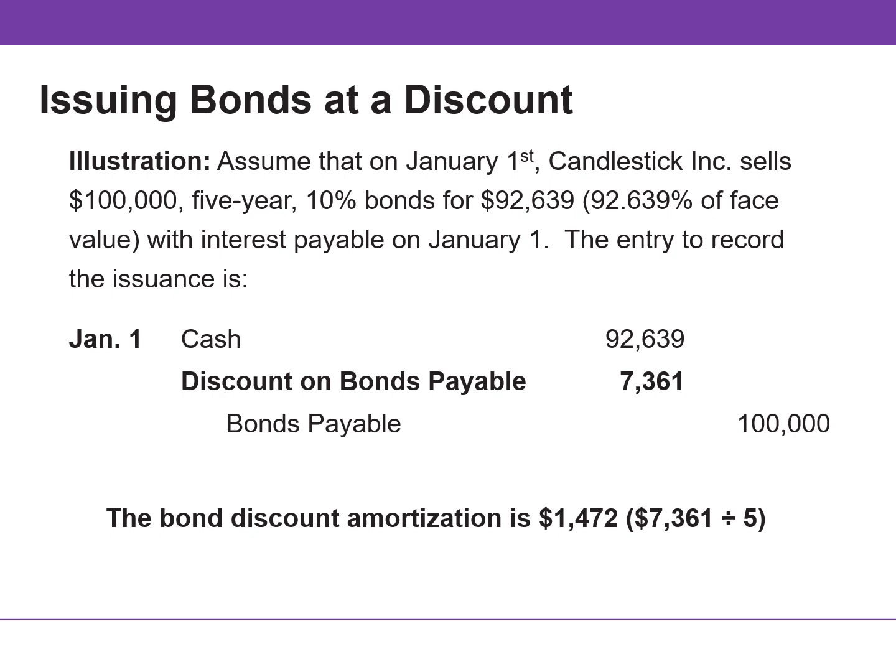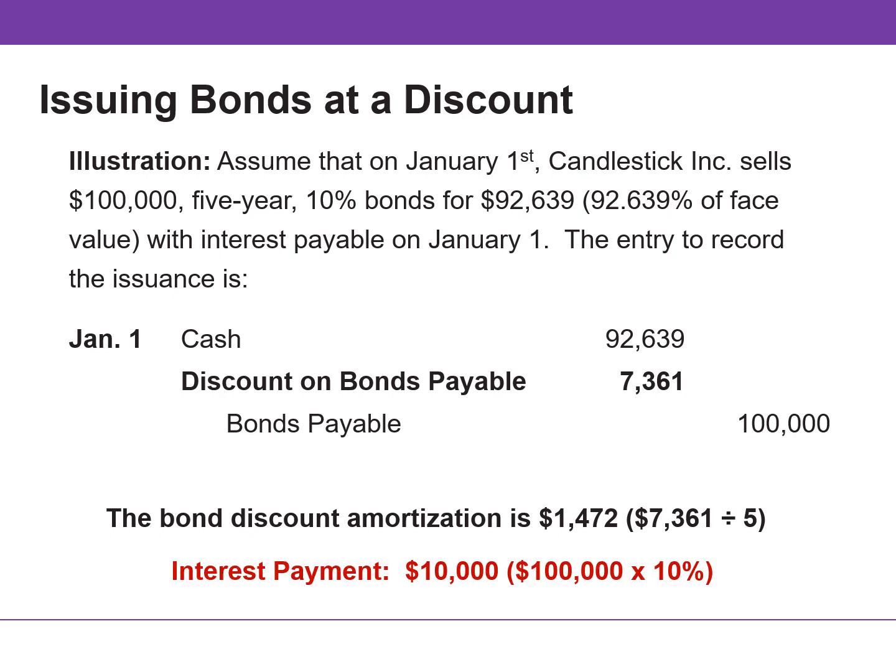This is found by taking the discounts on bonds payable of $7,361 and dividing it by 5 interest periods or 5 years. For simplicity, we rounded to the nearest dollar. This amount, $1,472, will be added to the interest payment to arrive at interest expense.